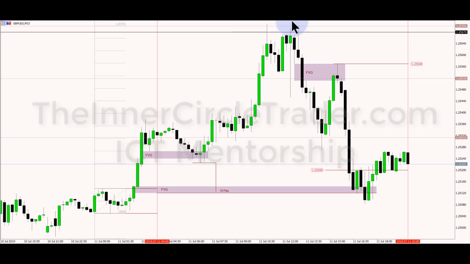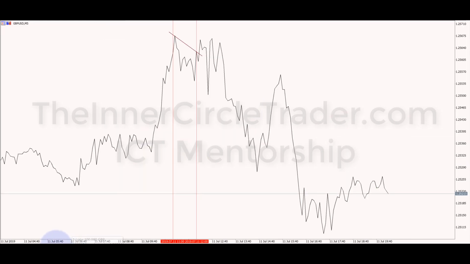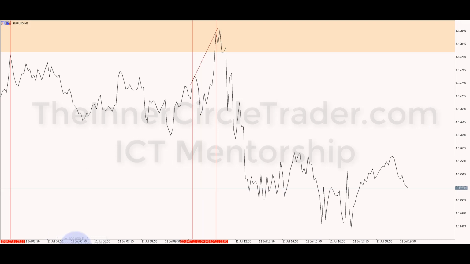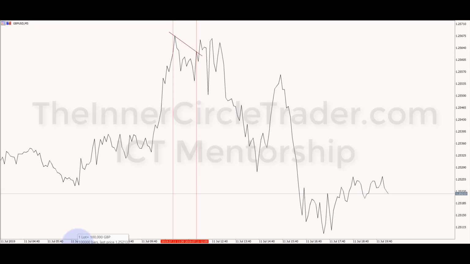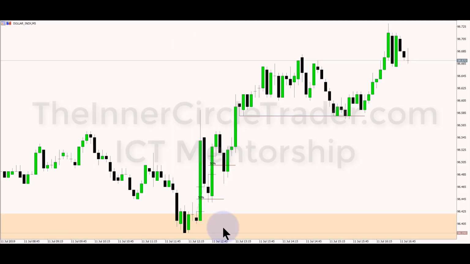And we had the SMT divergence, correlated pair SMT divergence between euro and cable. In other words, Eurodollar versus the British pound versus dollar. We had that SMT divergence, as I noted here. Higher high in euro, lower high in cable. At the same time, the dollar index was slamming into its bullish order block relative to its daily chart.